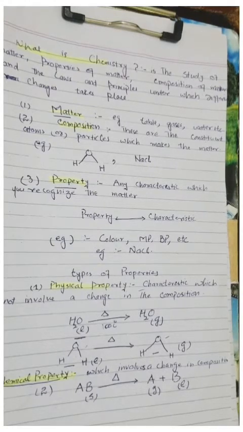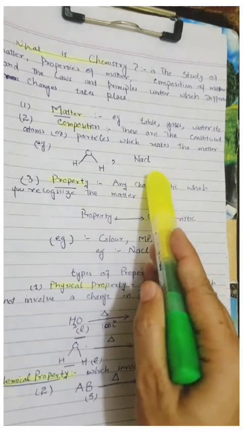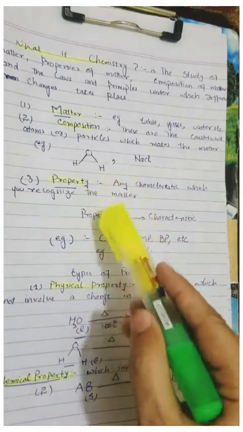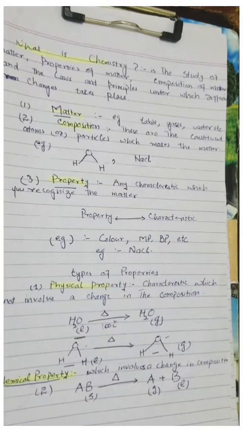The second one is composition. What do we mean by composition? Composition is actually the constituent atoms or particles which make up the substance or matter, okay? Here we have two examples, for example water and sodium chloride. In case of water, three atoms, of which two are hydrogen and one is oxygen, bind together with the help of single covalent bonds and form a water molecule. So it's the composition of water.